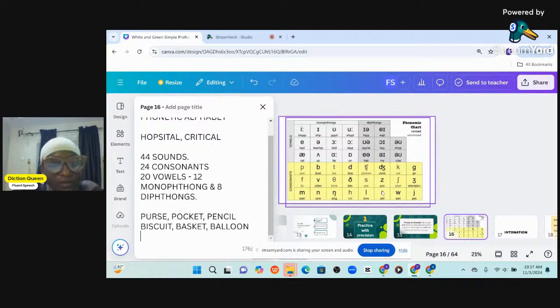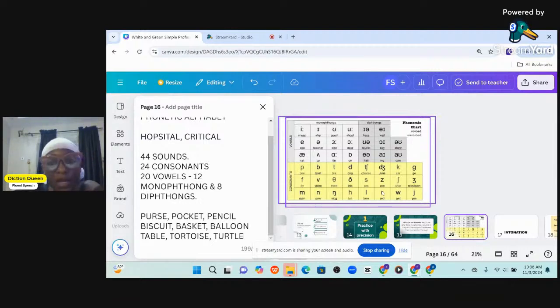T. For the T sound, I can have a word like table. That word is not taboo. A lot of Nigerians pronounce the word as taboo. No, it's not taboo. Say table. Tortoise. And we have turtle. Remember, words that end with L, the tip of your tongue needs to touch the upper part of your teeth. Turtle. Say after me, table. Tortoise.